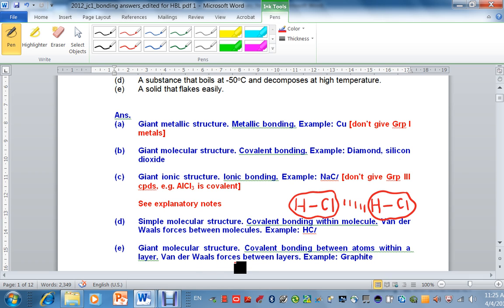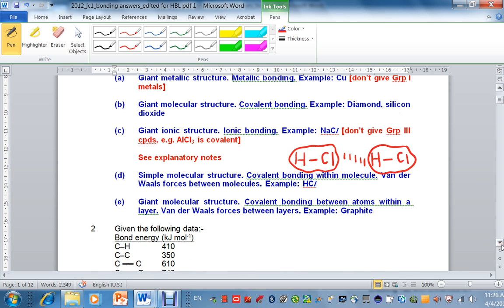Graphite is used in pencil. We make use of the fact that it flakes easily to write something with the pencil. The van der Waals forces are very weak, very easily overcome, so the layers can slip over one another easily. That's why graphite flakes easily. Alright, that's the end for question 1.